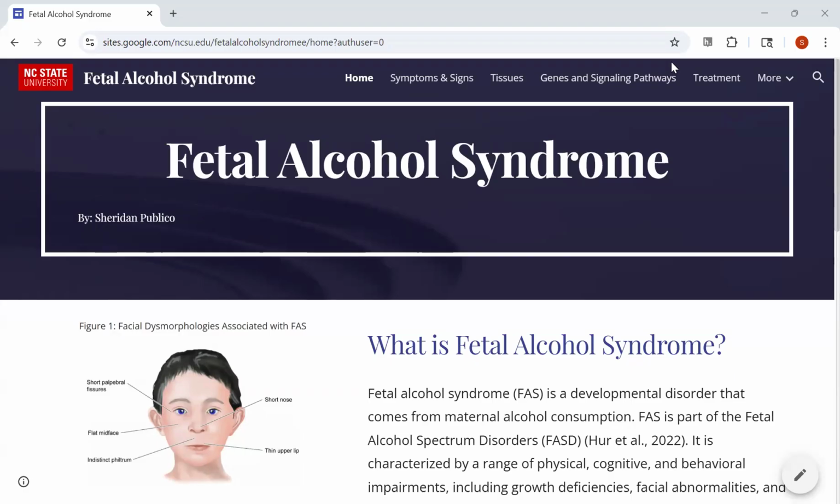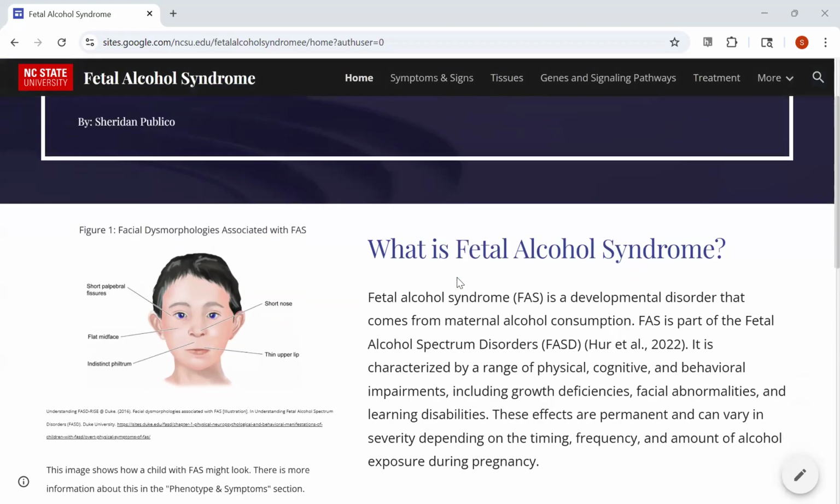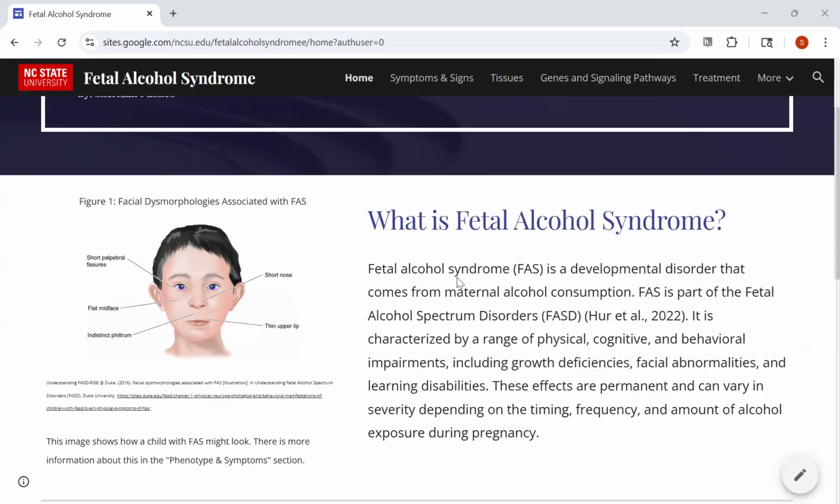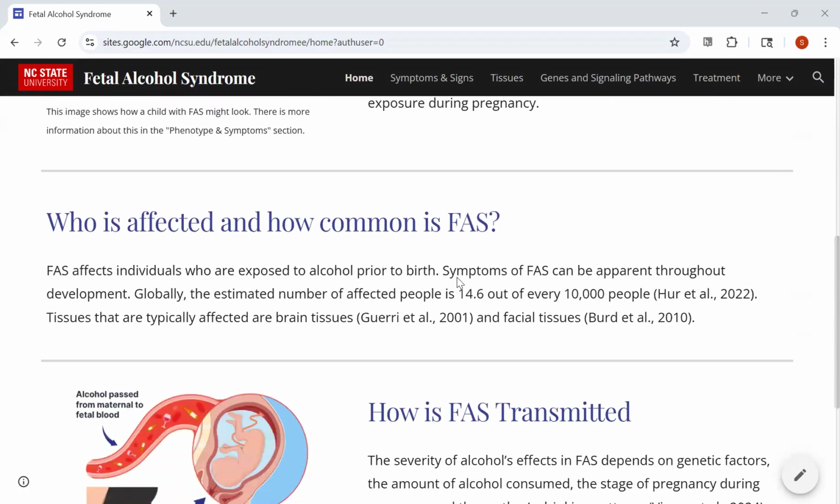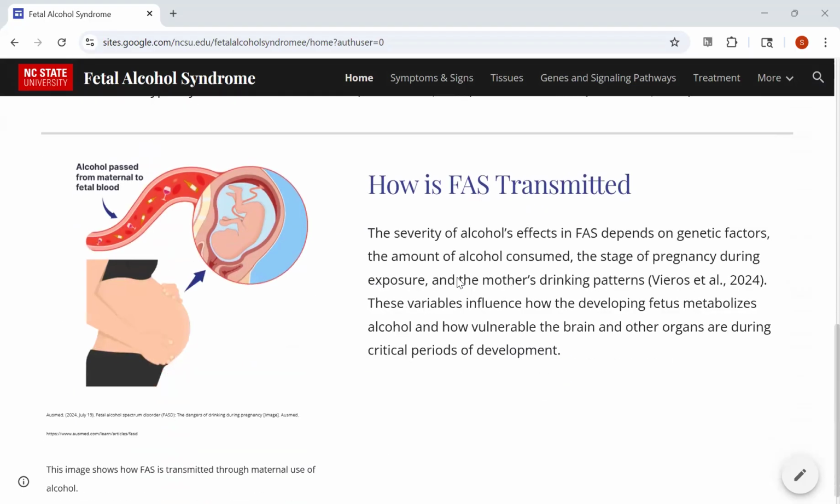My name is Sheridan Publico, and I will be going over my website, which is about fetal alcohol syndrome. In my homepage, I detail what exactly fetal alcohol syndrome is. So, it's that developmental disorder that comes from maternal alcohol consumption. And then I also included who is affected and how common it is, as well as how it is transmitted.